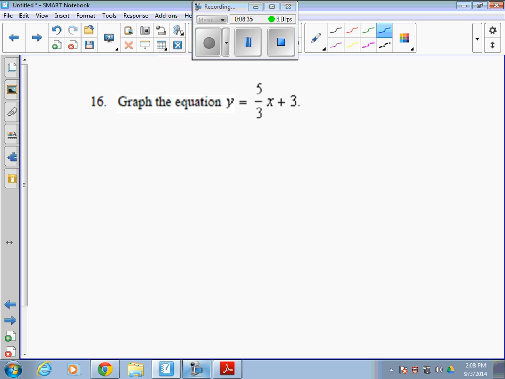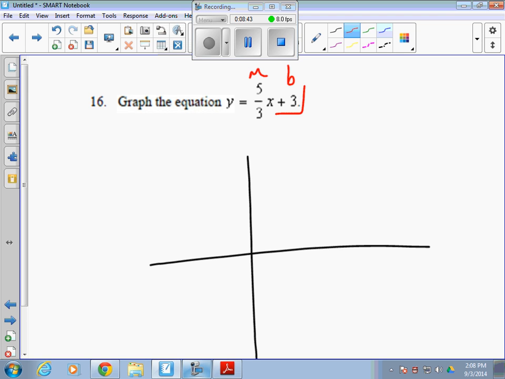Graph the equation. Y equals 5 over 3x plus 3. Okay, you can graph this right here. This says y equals mx plus b. B tells you where to begin. That's your y-intercept. This is your y-axis, the one going up and down. So it says to begin at positive 1, 2, 3. So that's where your first point's going to begin, right there.